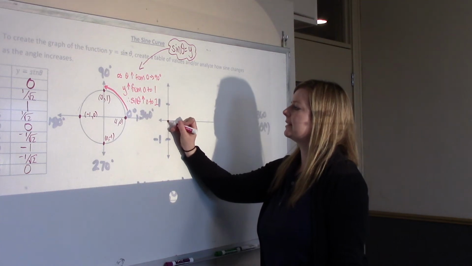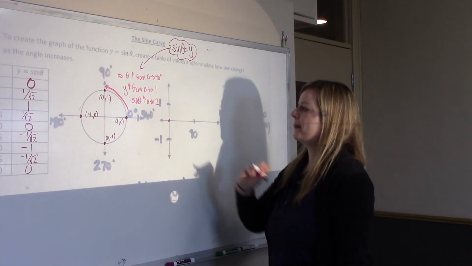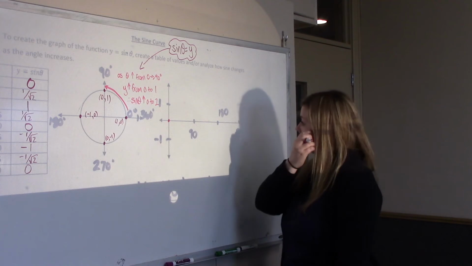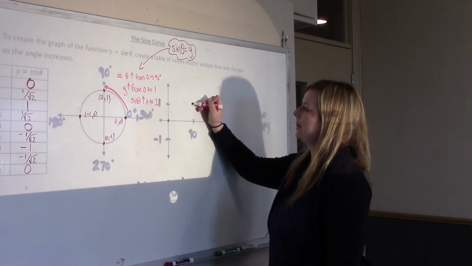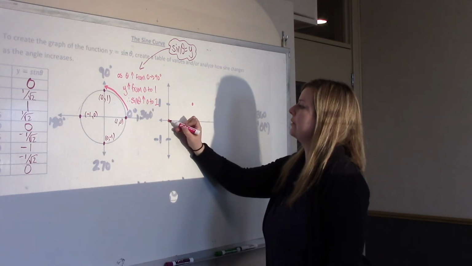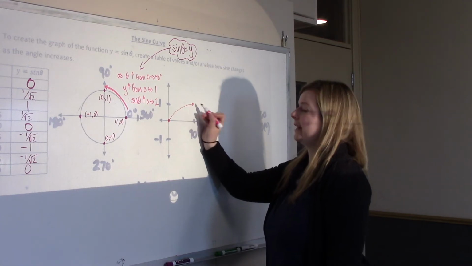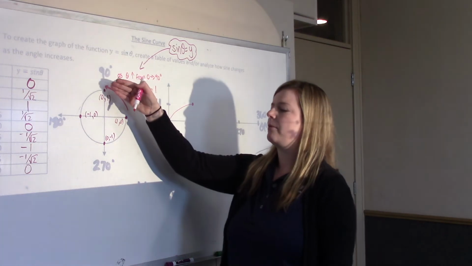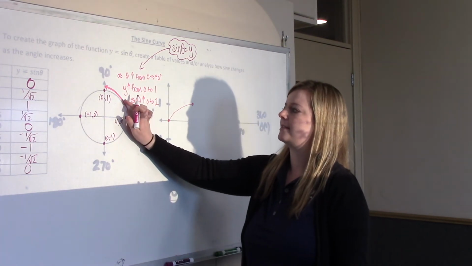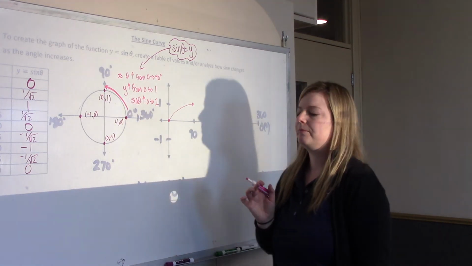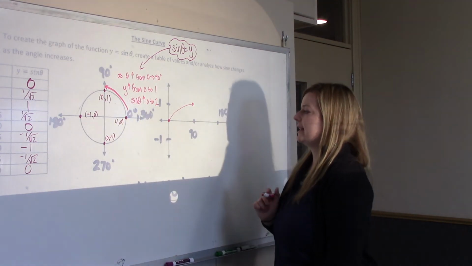At 0 degrees, our sine value is 0. And at 90 degrees, our sine value is 1. And we're increasing, but it's not a straight line, it's a curve, because the rate at which we're increasing y is not consistent. First it's going up really quick, then slower, and then really quick again. So that's how it looks in that section.